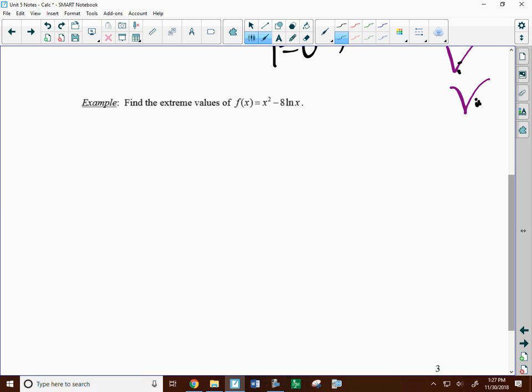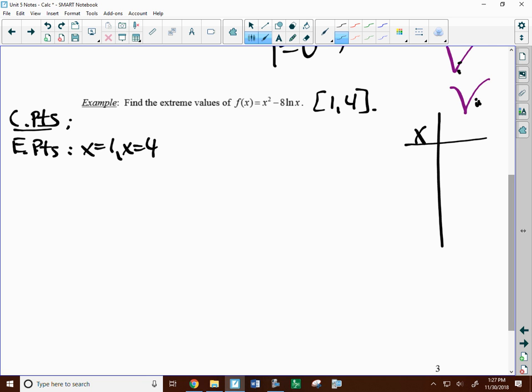Let's find the extreme values of x squared minus 8 natural log x on [1/4, 4]. So, first thing, I'm looking at critical points, and I do have some endpoints. x equals 1/4, x equals 4. So I like to just map these. I'm going to plug in 1/4, I'll plug in 4 soon.